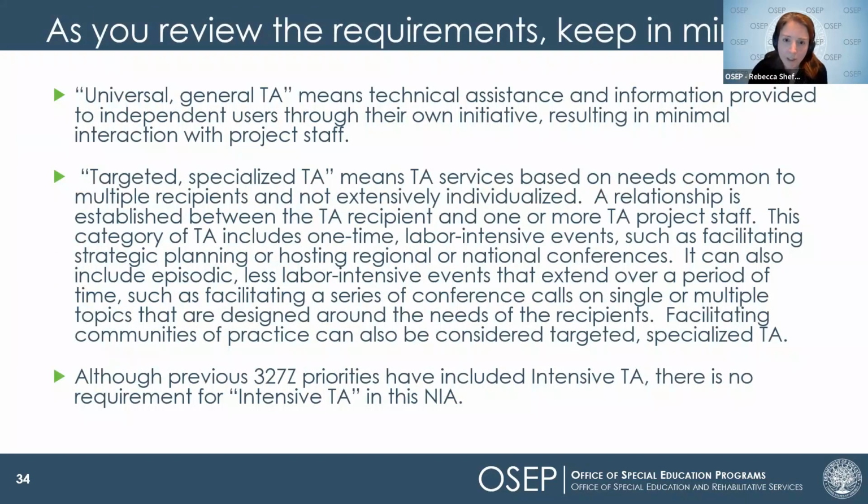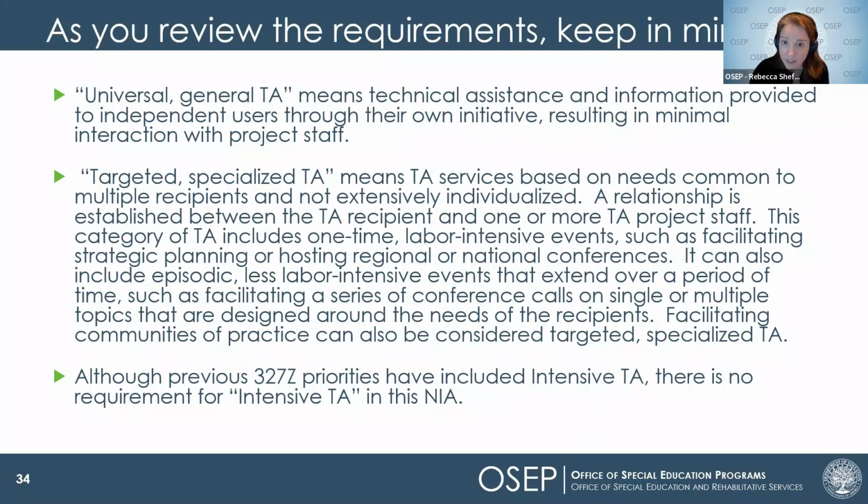Additionally, when preparing an application, please keep in mind OSEP's definitions for different levels of technical assistance. Universal or general technical assistance means technical assistance and information provided to independent users through their own initiative, resulting in minimal interaction with project staff. Universal general TA includes one-time invited or offered conference presentations by project staff, information or products such as newsletters, guidebooks, or research syntheses downloaded from the project's website by independent users, and brief communications by project staff with recipients, either by telephone or email. These are also considered universal general TA.